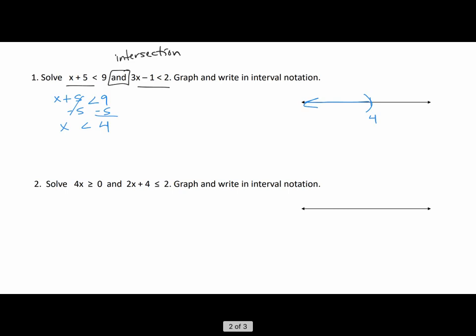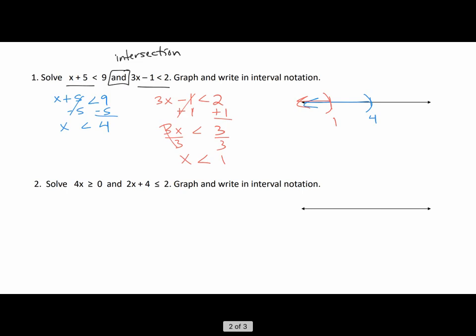So then let me look at the other statement. 3x minus 1 is less than 2. I'm going to solve for x here, so add 1 to both sides, and 3x is less than 3. Need to divide by 3 to get x by itself here on the left, and that says x is less than 1. So on the number line, 1 is to the left of 4. And the solution is everything less than, but not including 1. So those are the separate solutions.